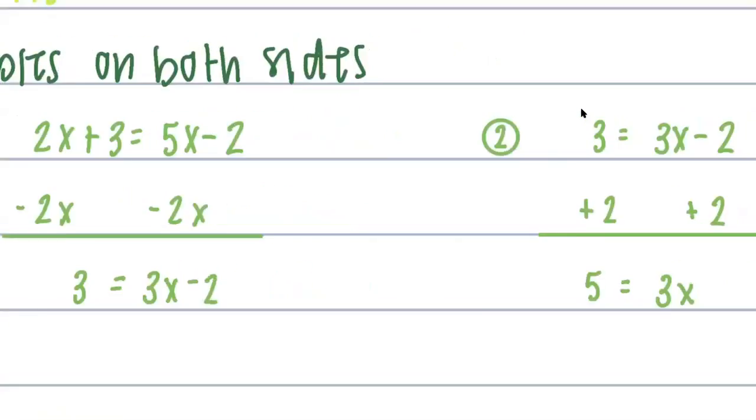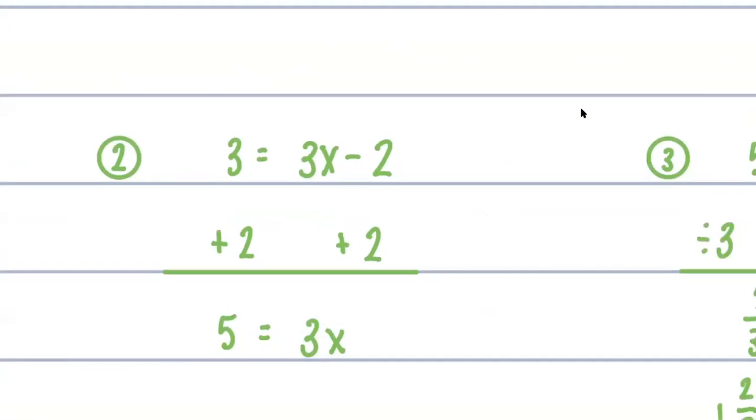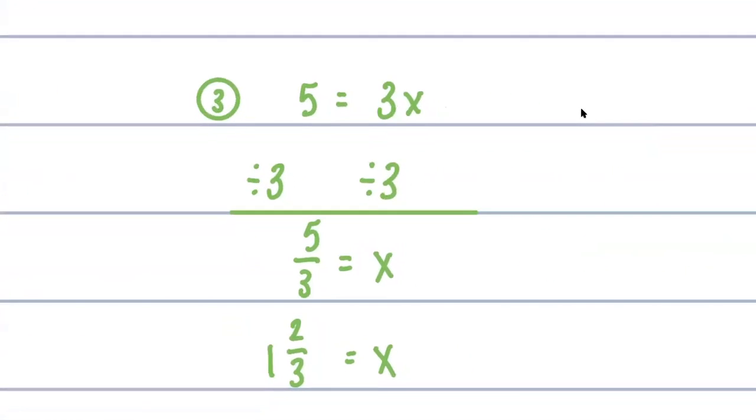Okay, and then this looks like a problem we've done before, right? So we have 3 equals 3x minus 2, and we want to get the variable by itself on the right-hand side. So what we're going to do is add 2 to both sides of the equation, and we have 5 equals 3x. And then the last step is to divide by 3 because we want to get it from 3x to 1x. So we would divide both sides by 3. And then when you do that, you get x equals 5 over 3.